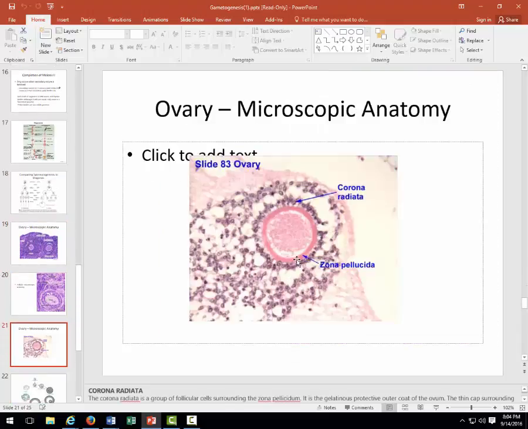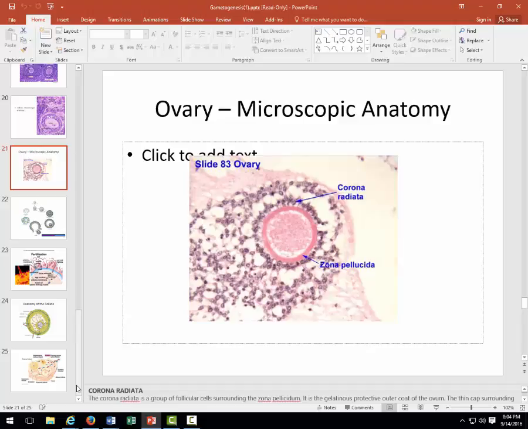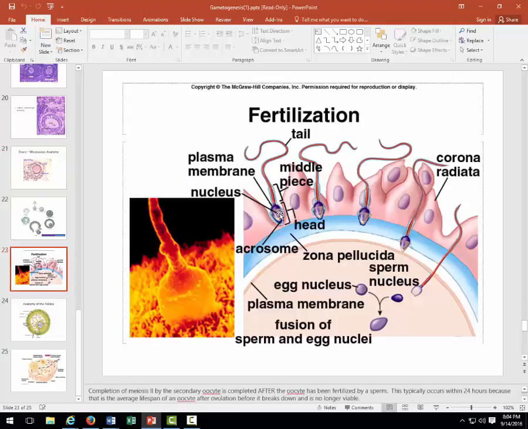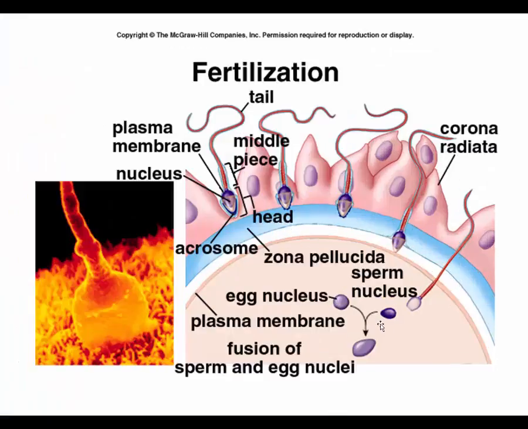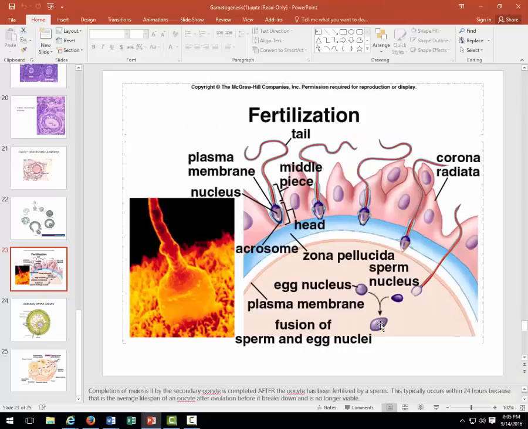This is a nice picture showing the zona pellucida in pink and the dark cells of the corona radiata. Here's an example of how the sperm has to work its way through those cells, and then the acrosome has that interaction with the zona pellucida. Here we can see this one entered, and the nucleus of the sperm combines with the nucleus of the egg to form the, what is that? The zygote. Yep, the zygote. And we'll pick up in 2 weeks with how that development occurs.